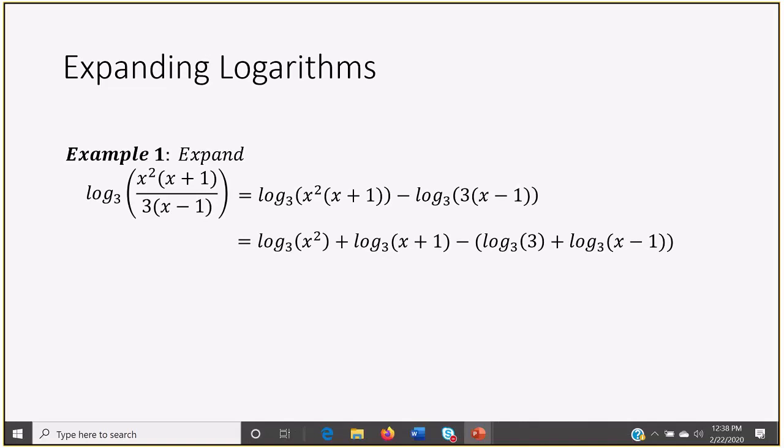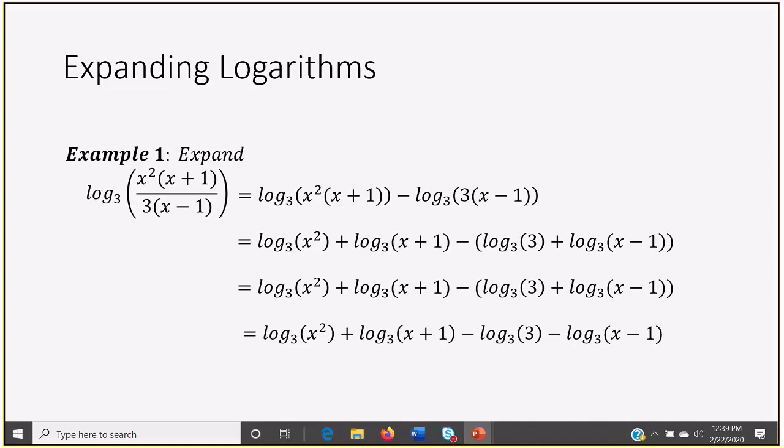I'm undoing that product. And my second log would become log base 3 of 3 plus log base 3 of x minus 1. And it's important to put that in parentheses because you're subtracting that entire log. Yes, we're using the log property to split them up, but that whole thing that we split up was negative before, so it has to remain negative. I don't think I did anything in that step, kind of weird.